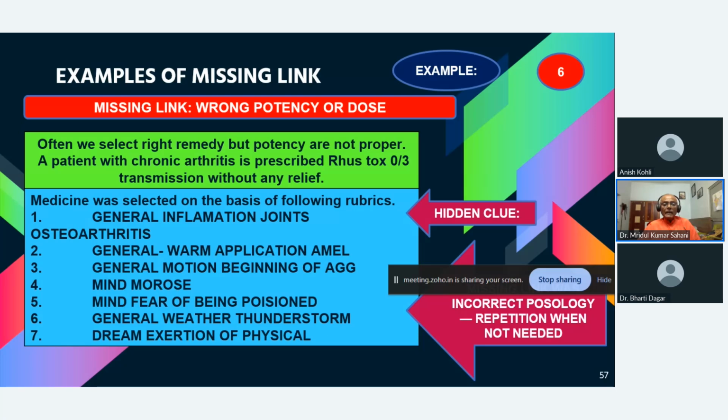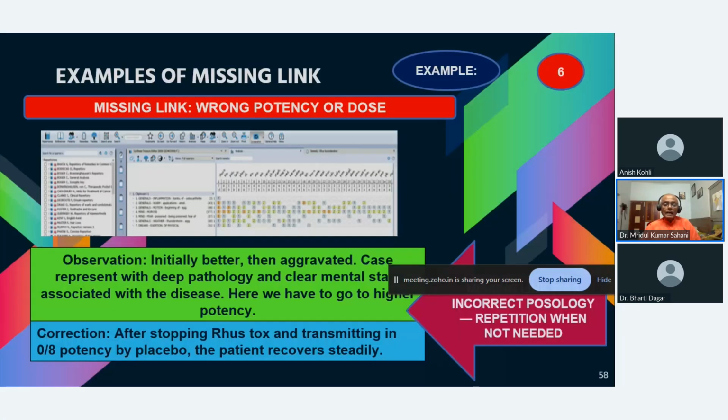The case had: inflammation, joint osteoarthritis, better from warm application, better from motion, beginning of motion aggravates, mind morose, fear of being poisoned, general weather thunderstorm aggravates, ailments from exertion, physical. Now, the medicine, I told you, was Rhus tox. So, initial better and then aggravation.